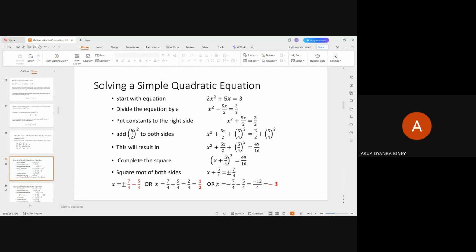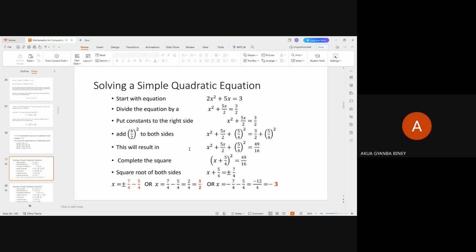Now add b over 2 all squared to both sides. Add it to both sides. So we have x squared plus 5 over 2 x plus 5 over 4 all squared. And I hope you know where this 4 is coming from. 5 over 2 divided by 2 will give us 5 over 4, all squared. And then I add the same thing, 5 over 4 all squared, to the other side.